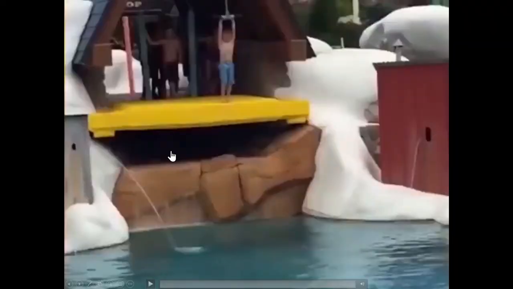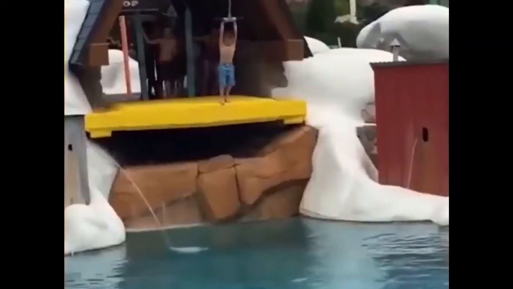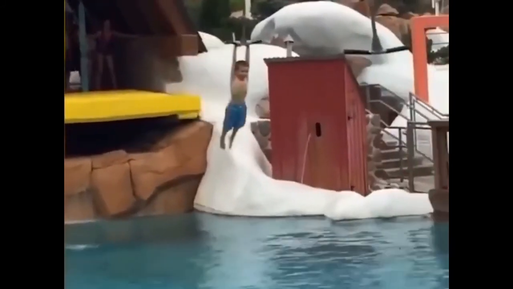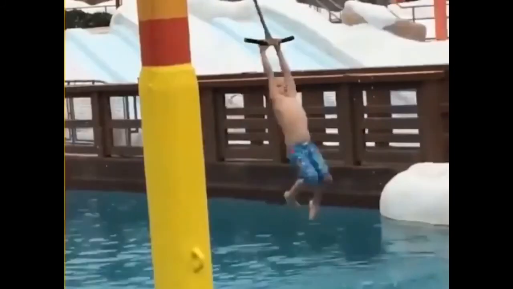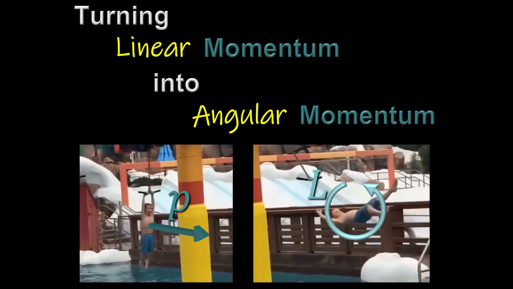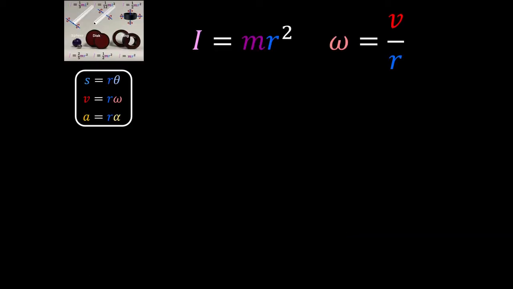All right, let me introduce this next and last topic with this video here. Kid doing a zip line, going down, got momentum, and whoop. We're going to turn linear momentum into angular momentum. How does that work? So here the kid was moving down with some linear momentum, and then something happened to cause him to get some angular momentum. What do we do there?